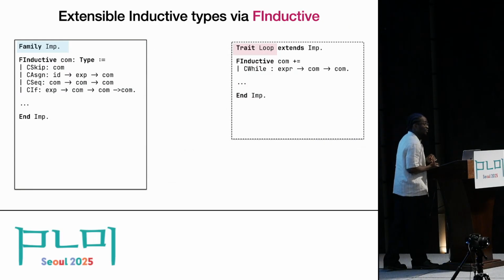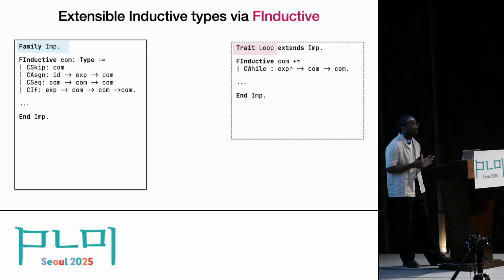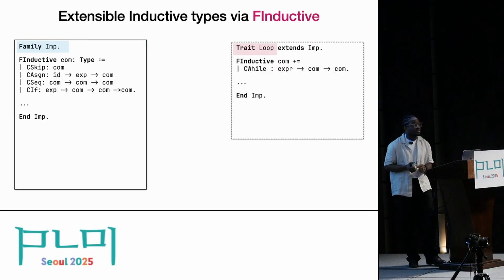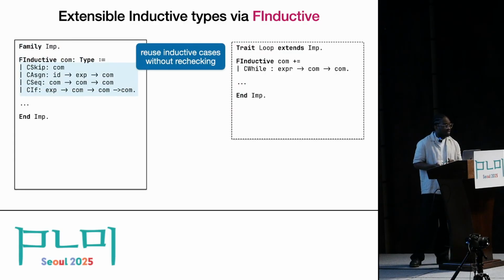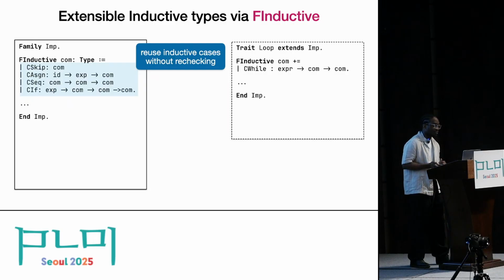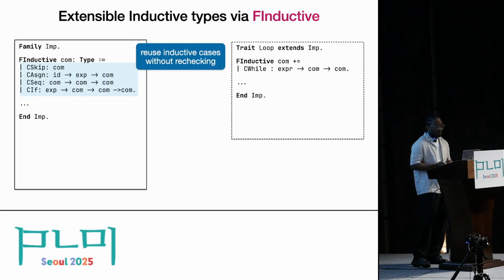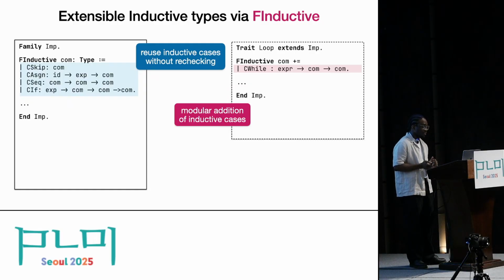So the first thing is something called FInductive. In Rocq today, inductive types are closed to extension, which means that once you have an inductive type, for example, this command here, you can't extend it. But in Rocq, we support something called FInductive, which allows extensible inductive types. So the loop trait, for example, can inherit and reuse the previously defined cases without rechecking them. Then you can also define modular additions to the inductive cases.